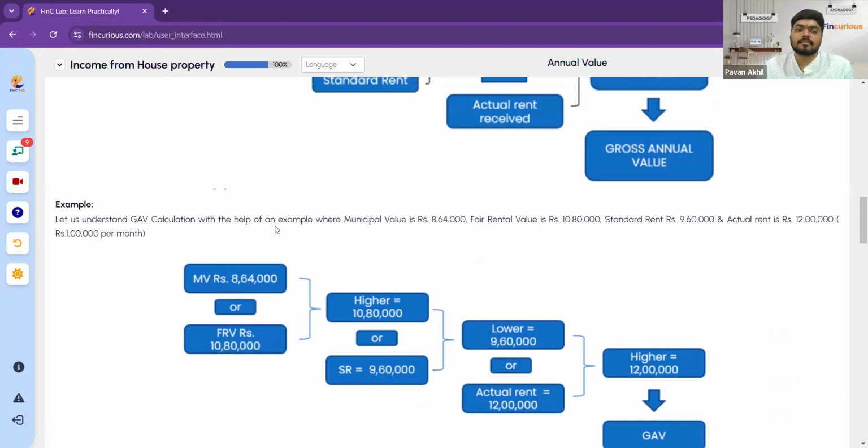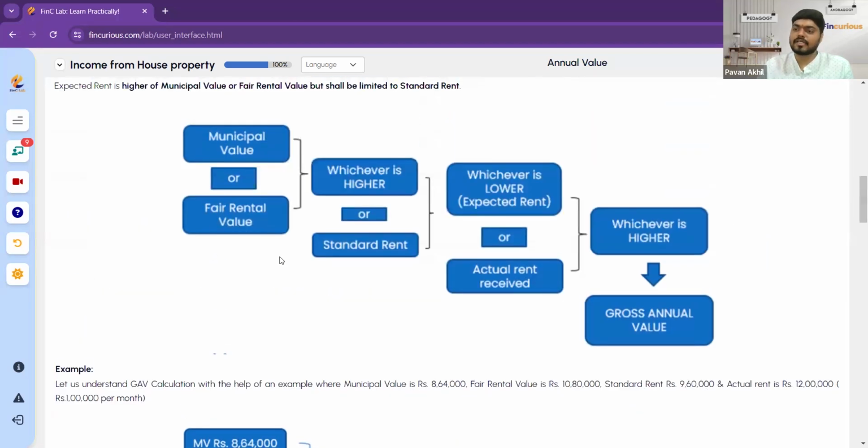So they're telling in the example, municipal value is 8,64,000. This is per annum, not per month. Fair rental value is 10 lakh 80. Standard rent is 9 lakh 60. Actual rent is 12 lakh, which is 1 lakh per month. Okay, fine. So now using this table, we can solve this, right? So municipal value or fair rental value. Municipal is 864, fair rental value is 10 lakh 80, whichever is higher. So obviously 10 lakh 80,000 is higher.